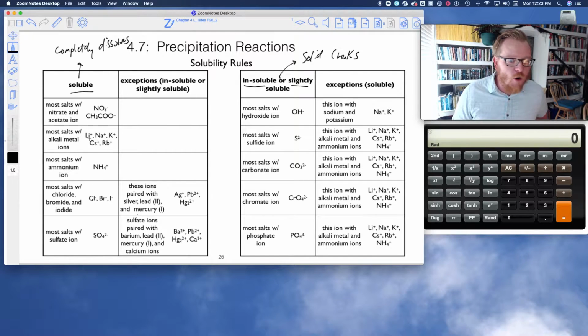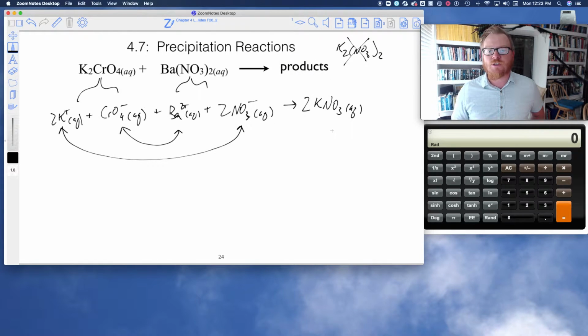And now when I look at, well, what about the barium and the chromate? Here is chromate on the insoluble list, and I don't see barium as an exception. So that means those solid chunks that we saw had to be barium chromate, and that makes sense. So this is the precipitate.